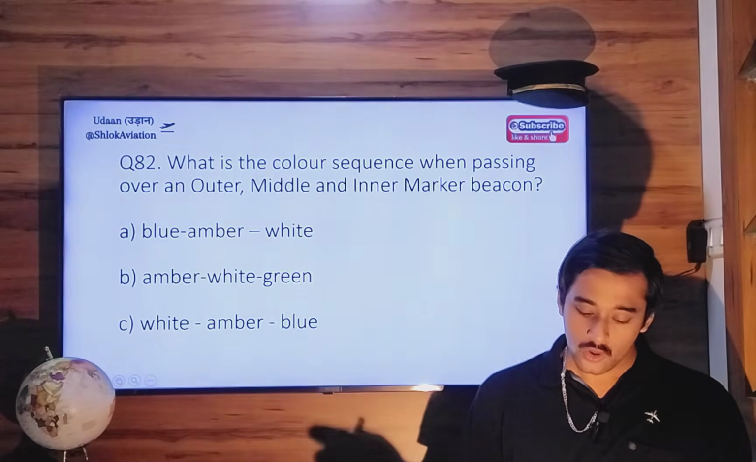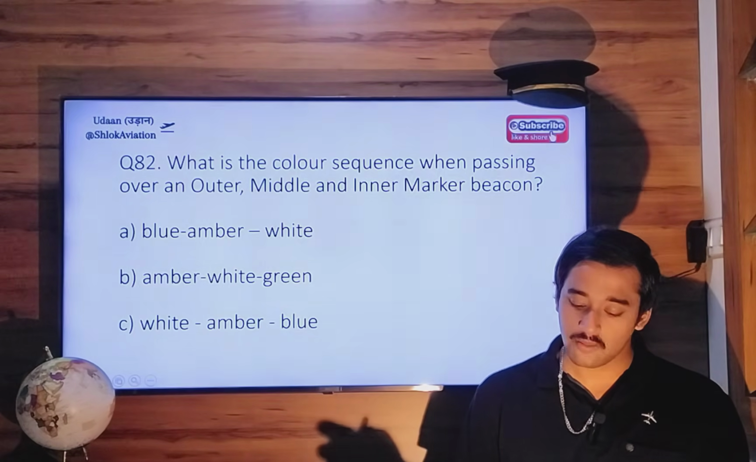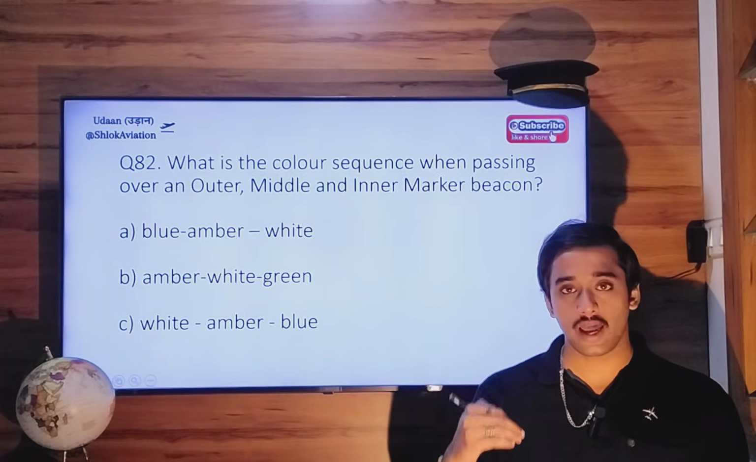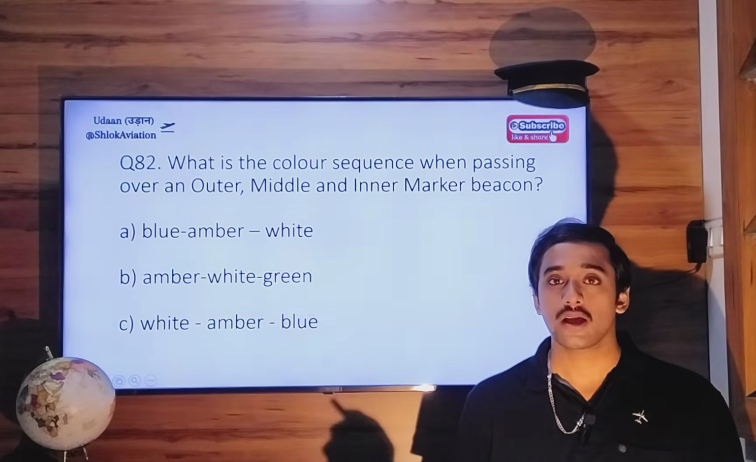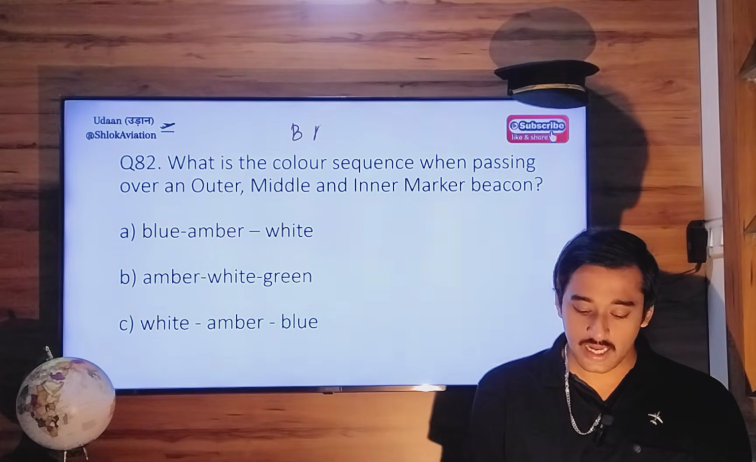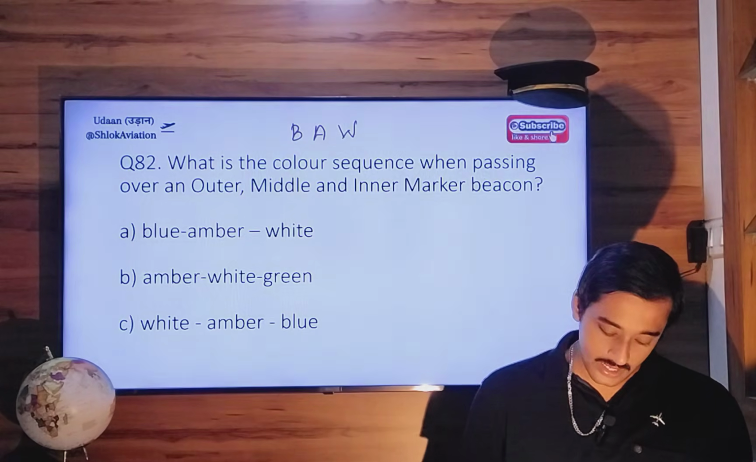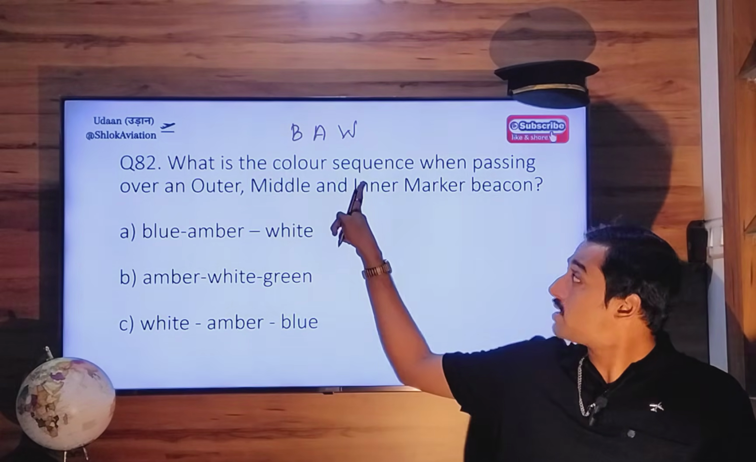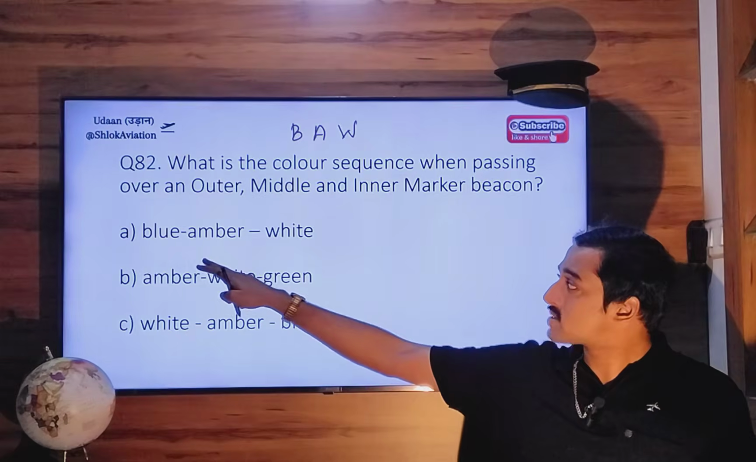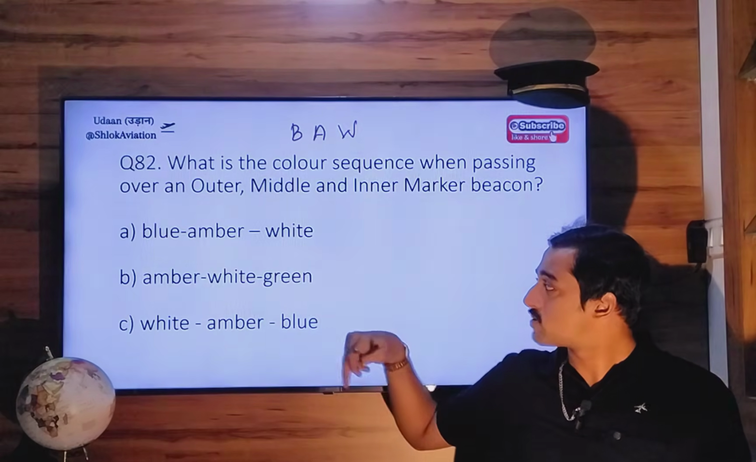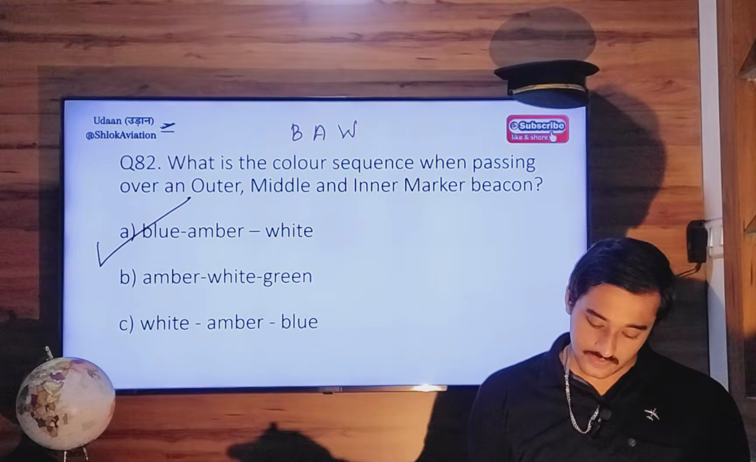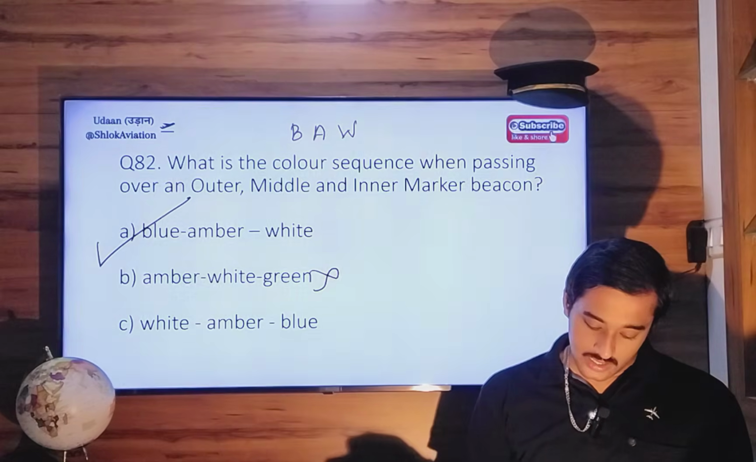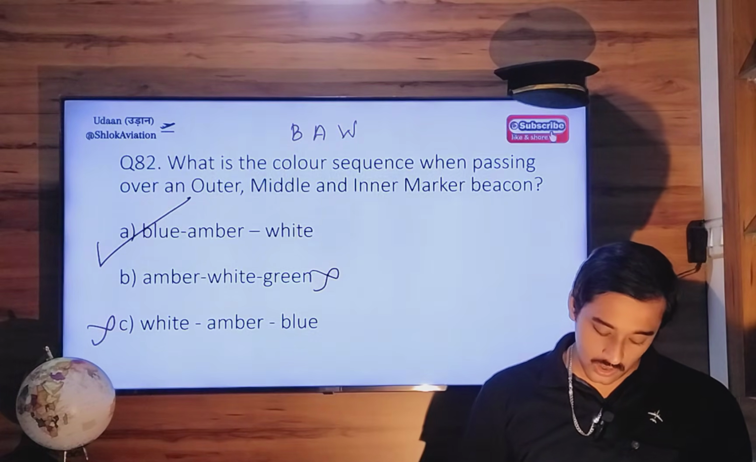Next, question 82. What is the color sequence when passing over an outer, middle, and inner marker beacon? Very important. The color sequence beginning from the outer marker is BAW, that is blue, amber, white. Okay. So for outer it's blue. For middle marker it's amber. For inner marker it's white. So the correct answer will be BAW, option A. Green is wrong. We do not have green color there. And Charlie is wrong. The chronology is wrong.